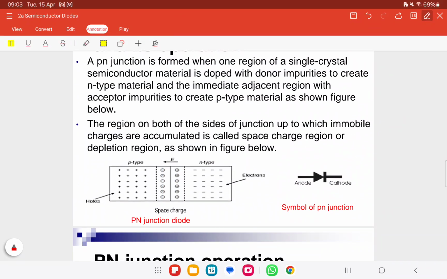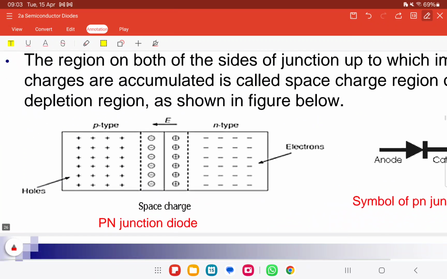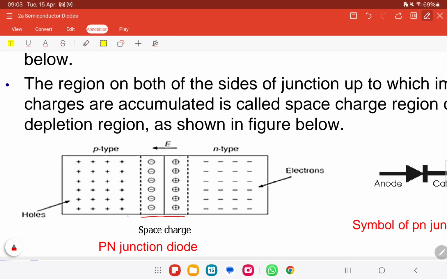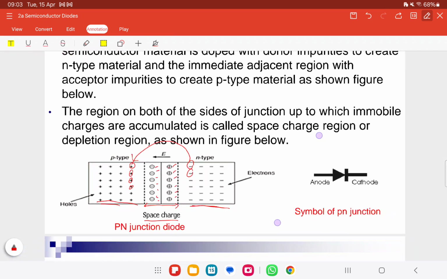Alright, so when we have the P type and N type, in between here, we have the space charge region. Because these positive ions will attract this one to here. Dia nak pergi situ, so dia akan berkumpul kat sini. Meanwhile, for the negative ions majority here, dia akan menarik this positive here and then berkumpul dekat sini. So in between this one, we call it the space charge region.